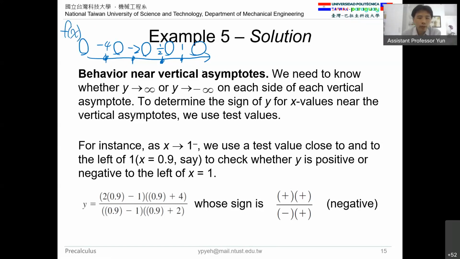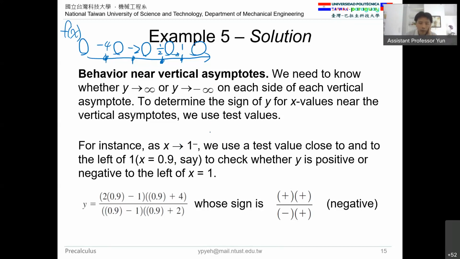Then we could try to estimate the graph of these rational functions. Okay, so in the first case, when x approaches 1, we can find it when x approaches 1 from the left-hand side of the function here. For example, we could use x equal to 0.9 to pretend these are the numbers at the left-hand side of this 1 here.